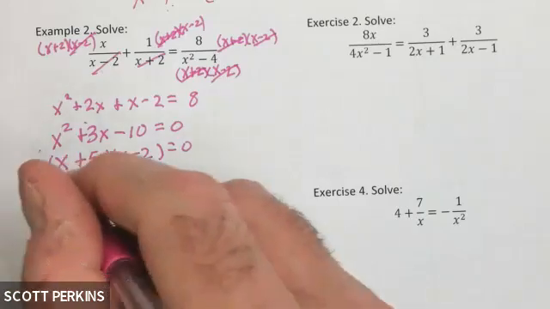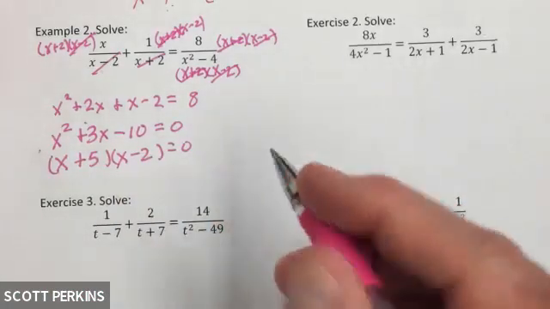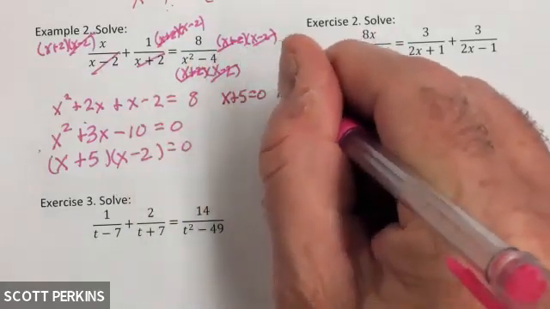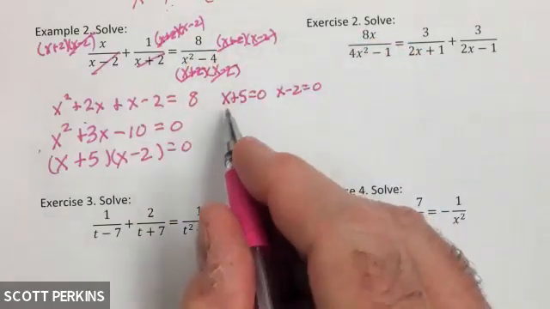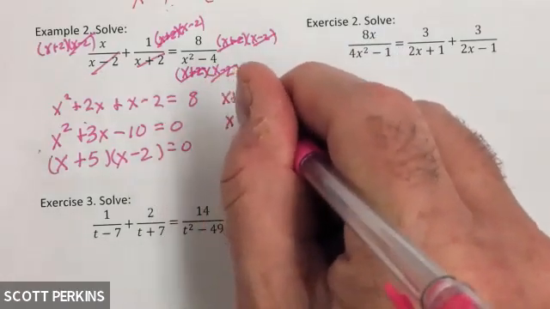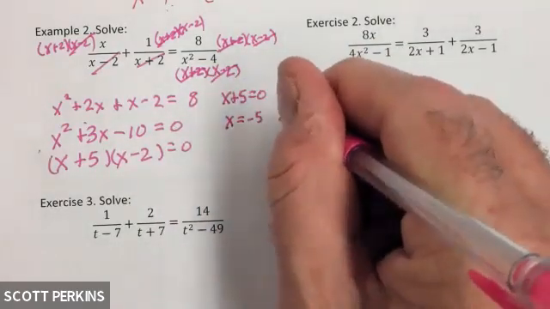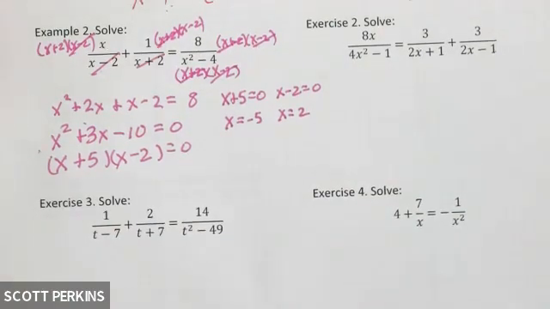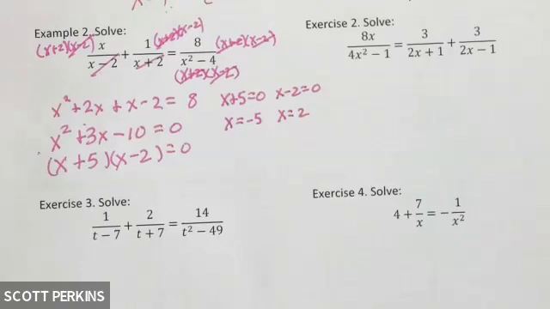And so then the principle of zero products says that each of these can be 0. And so the first one, your first solution is -5, and then the second solution is 2, and there's my potential solution set. But remember, check, make sure your answers are in your domain. Some problems they will be, some problems they won't be.